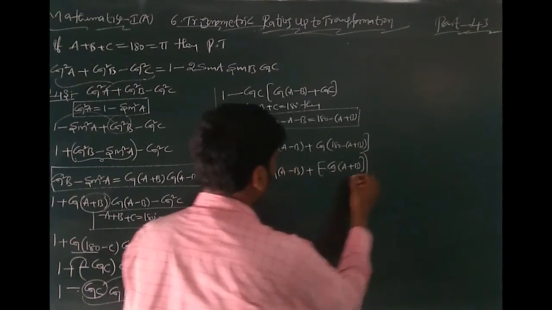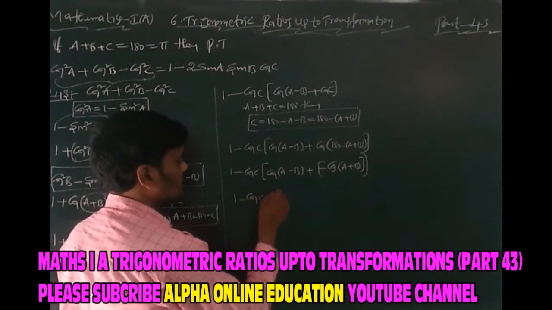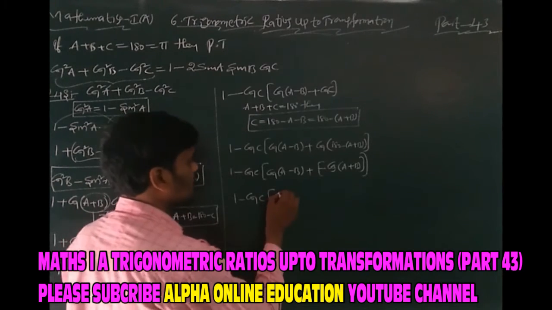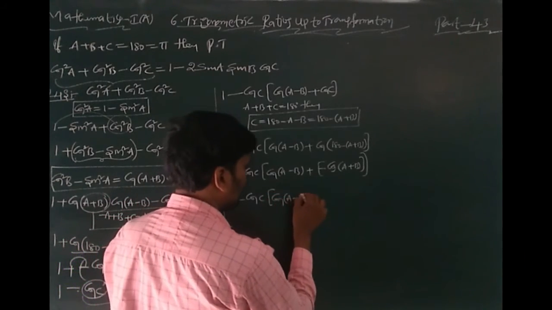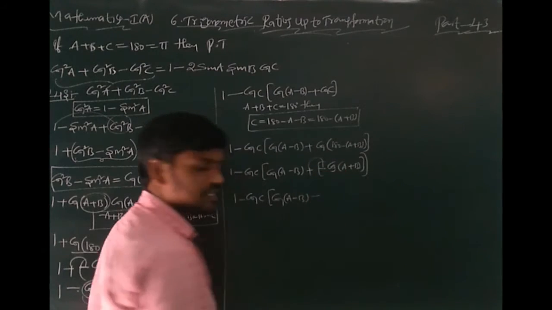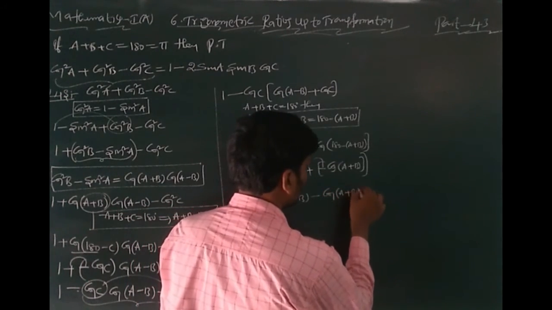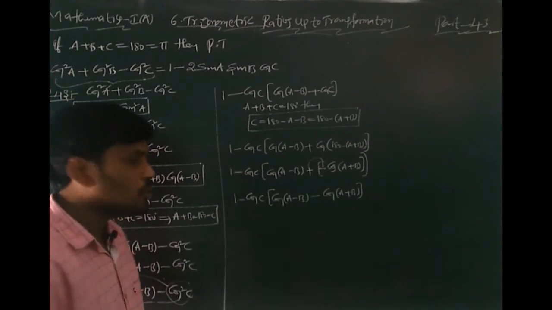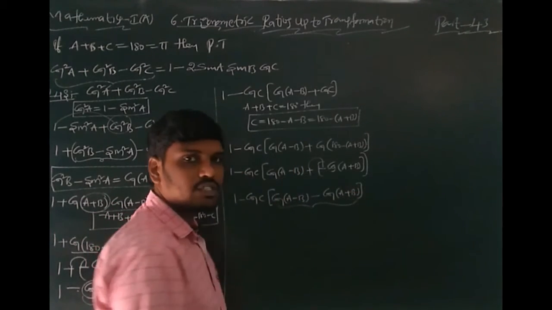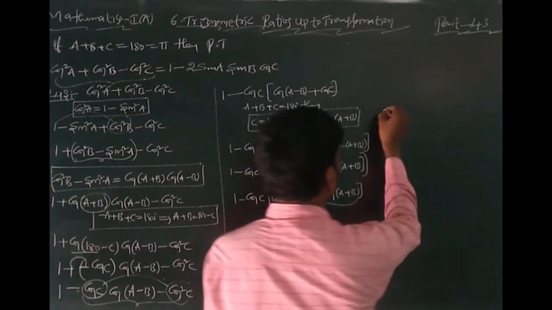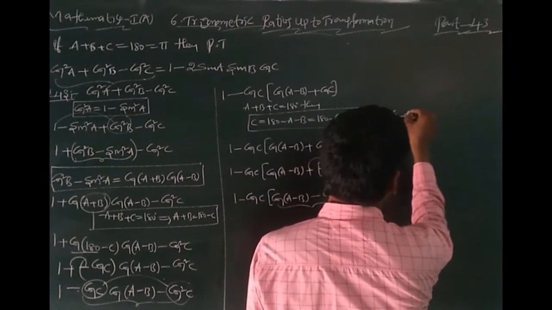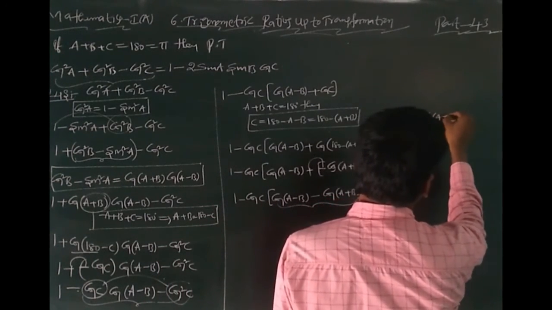Okay students, after that, 1 minus cos C into cos of A minus B plus, into minus, you can write minus cos of A plus B. You know this formula, students. You know this formula or not? The expression is cos of A minus B minus cos of A plus B.